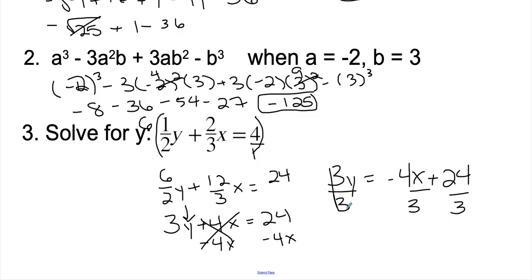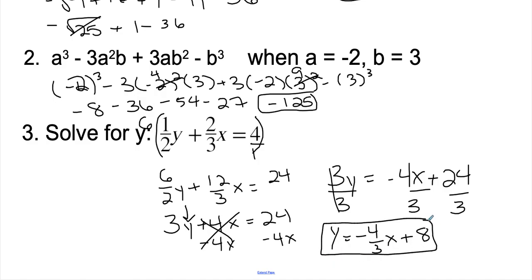And then that'll go away. We have a -4/3 x, and then 24 over 3, that is an 8. And we have this, y equals -4/3 x plus 8. Okay?